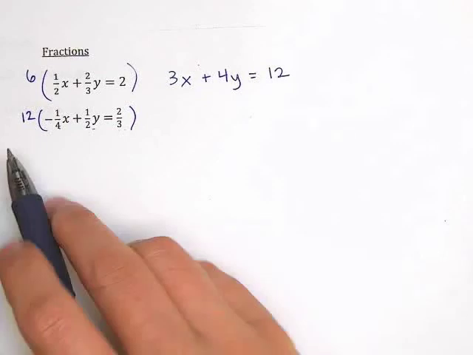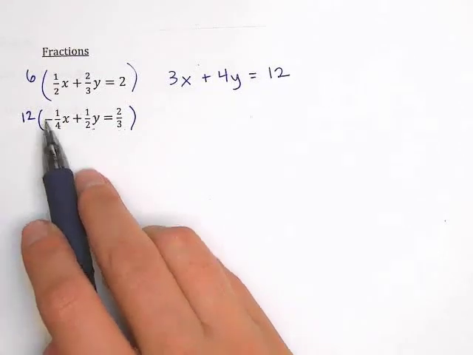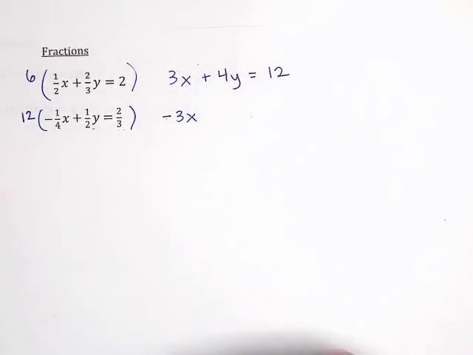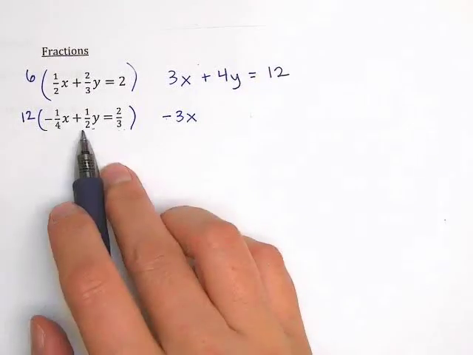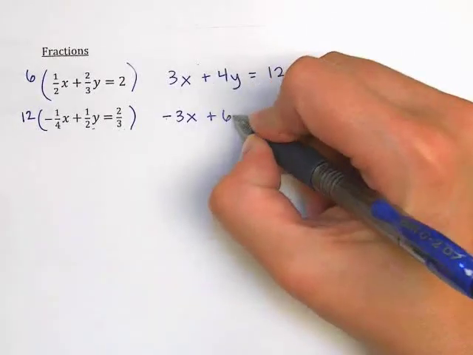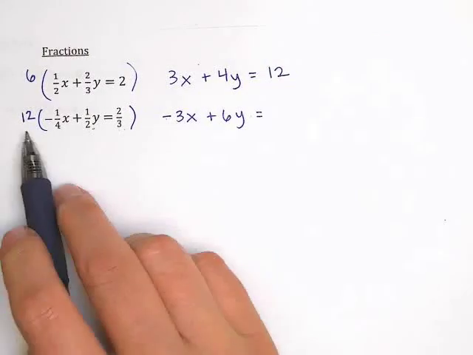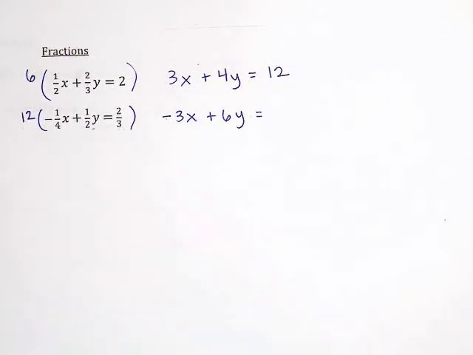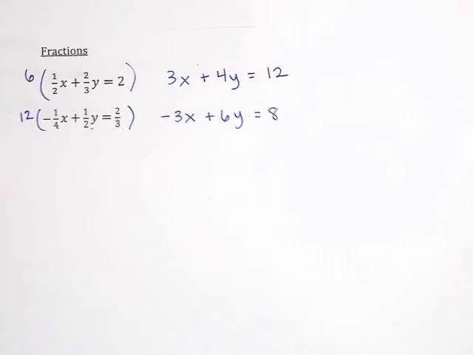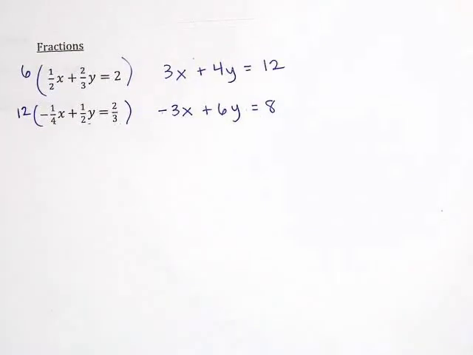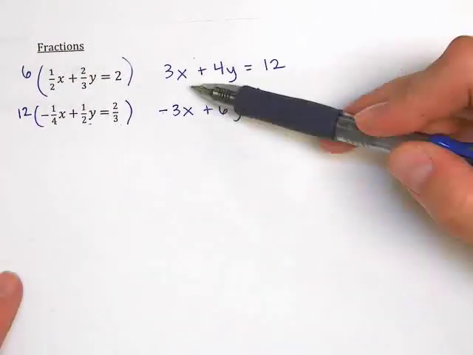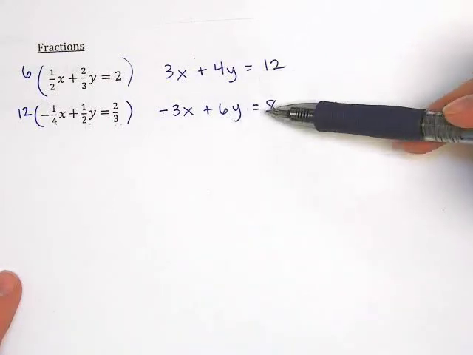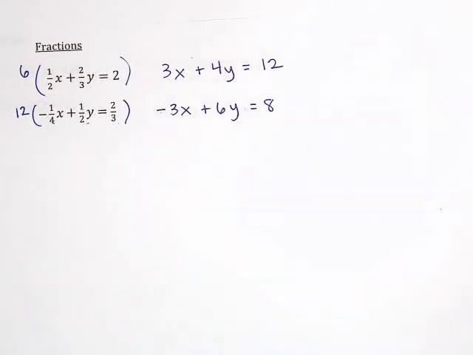So let's multiply through. 12 times negative 1/4 is negative 3x. 12 times 1/2 is positive 6y. And 12 times 2/3, again, it's like dividing by 3 and multiplying by 2, is 8. Okay, now we see we have this nice system of equations set up for the elimination method. The x's line up, the y's line up, and the equal signs line up. Okay, so we have a nice system of equations that we're ready to solve.